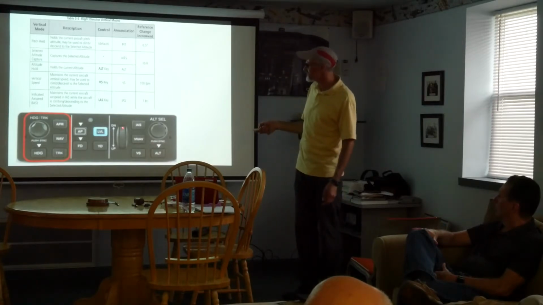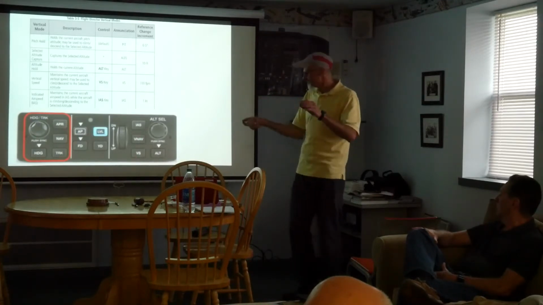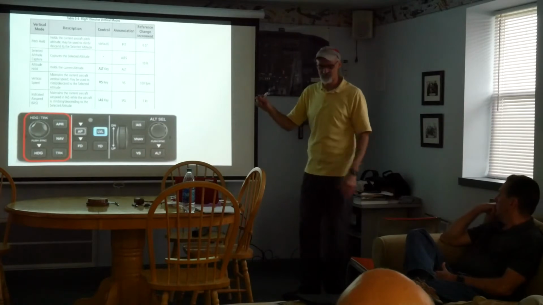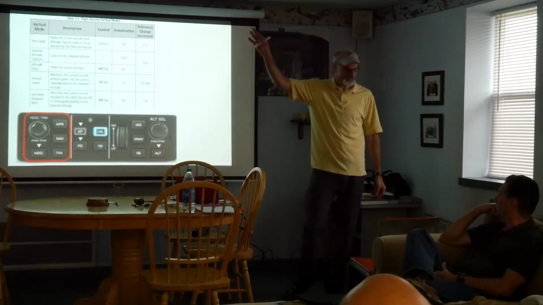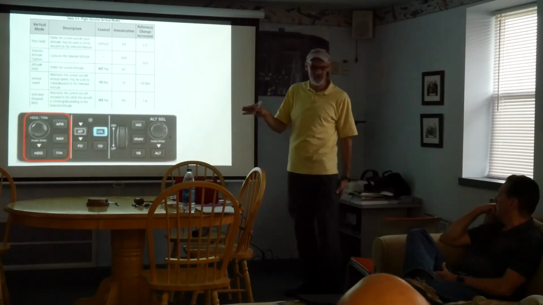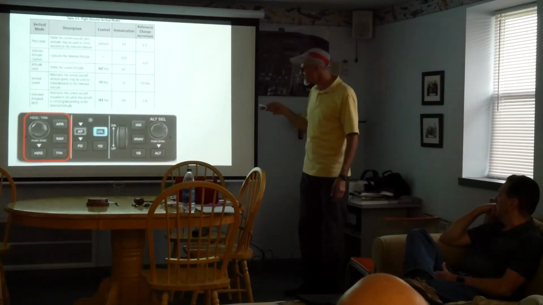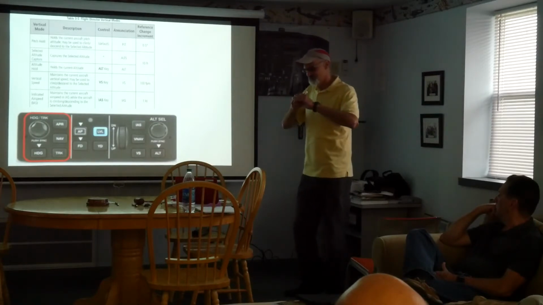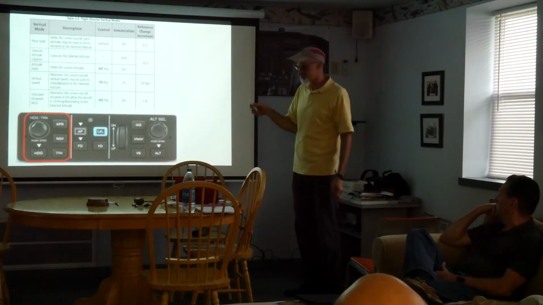You don't have to go into indicated airspeed mode or vertical speed mode to change your altitude and then set your altitude. That's a whole bunch of work, because you know you're going to be climbing up to 3,000 feet. So what if you just want to hold 2,000 feet for a minute or two? Then you would just hit the altitude button that holds your altitude. Like I said, now you're 100 feet high.